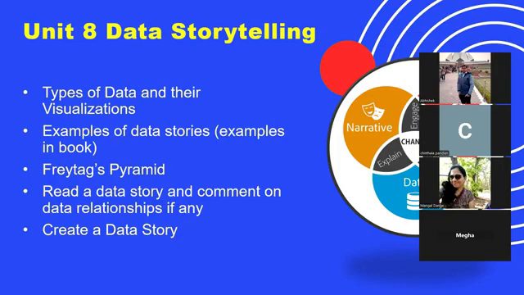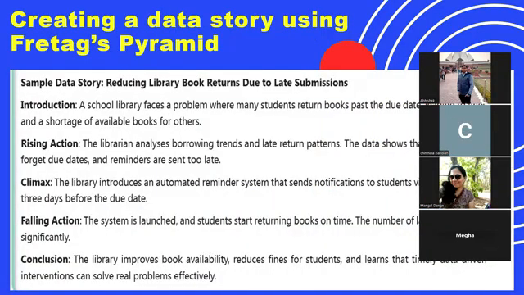Using the Freytag pyramid, now you have to generate a data story. As I said, the first time I did this chapter with my students, they could not think of a data story. So I started giving them examples, and I've done the same in my book also. I've given sample data stories in the book. At least you see this data story, then your mind starts working, and then you start creating your own. In Freytag's pyramid, you have these five points: the introduction, rising action, climax, falling action, and conclusion.